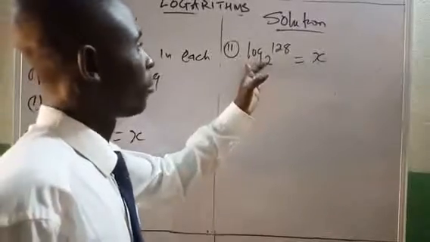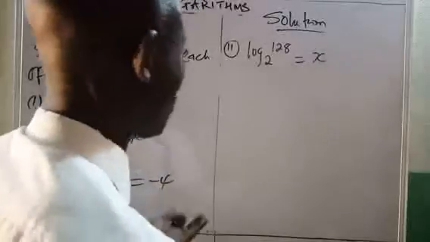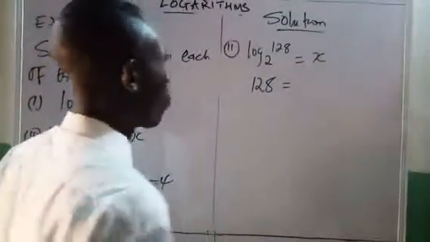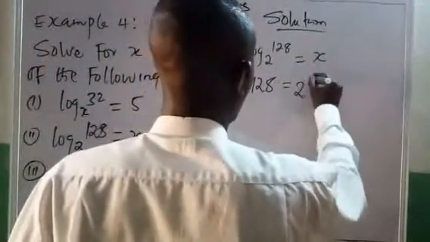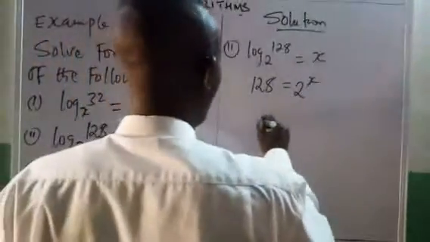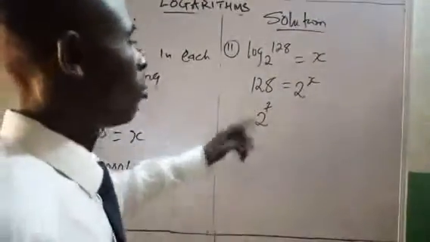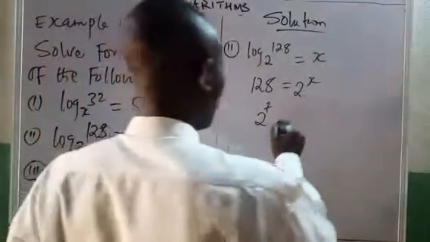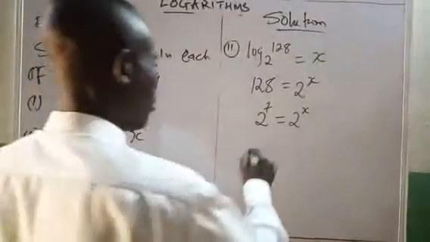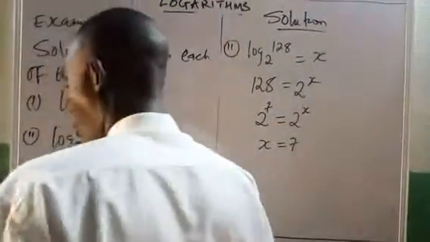The second question says log 128 base 2 is equal to x. We are still using the same formula. 128 will be equal to 2 raised to the power of x. 128 is 2 raised to the power of 7. That's 2 times 2 times 2, seven times, will give you 128. That will be equal to 2 raised to the power of x. So the bases are the same, so x must be equal to 7.